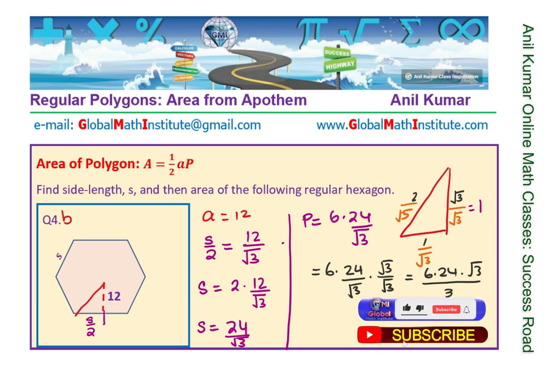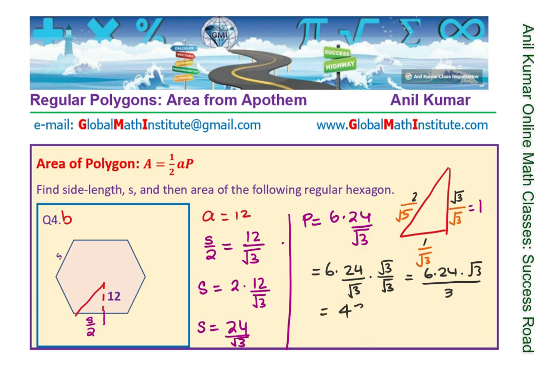So square root 3 times square root 3 is 3. So when you divide, you get 3 times 2 is 6, and then 48 square root 3. So perimeter is 48 square root 3. Makes sense? A bit of calculations here. Once we have the perimeter, we can find the area.